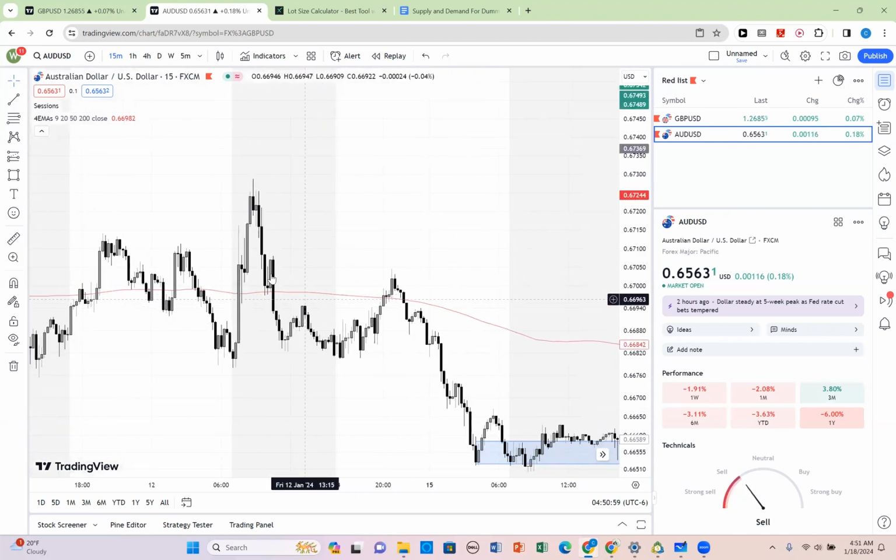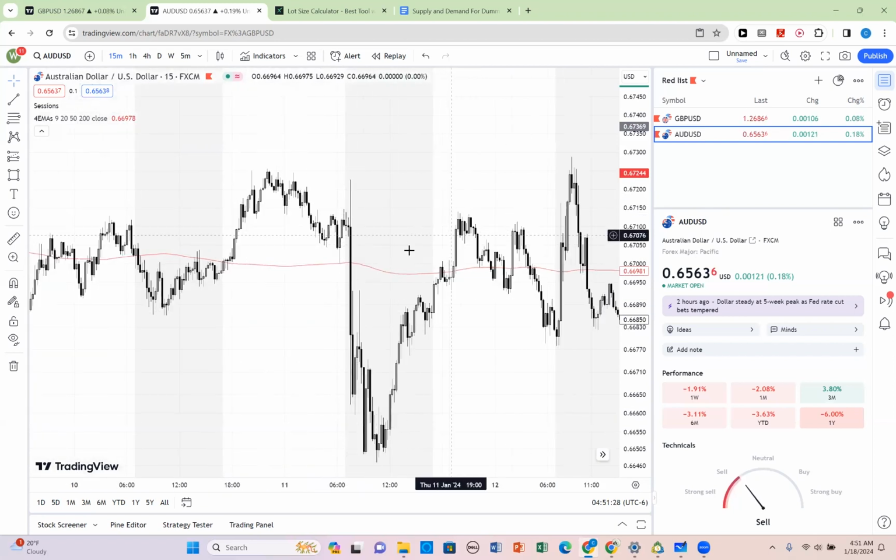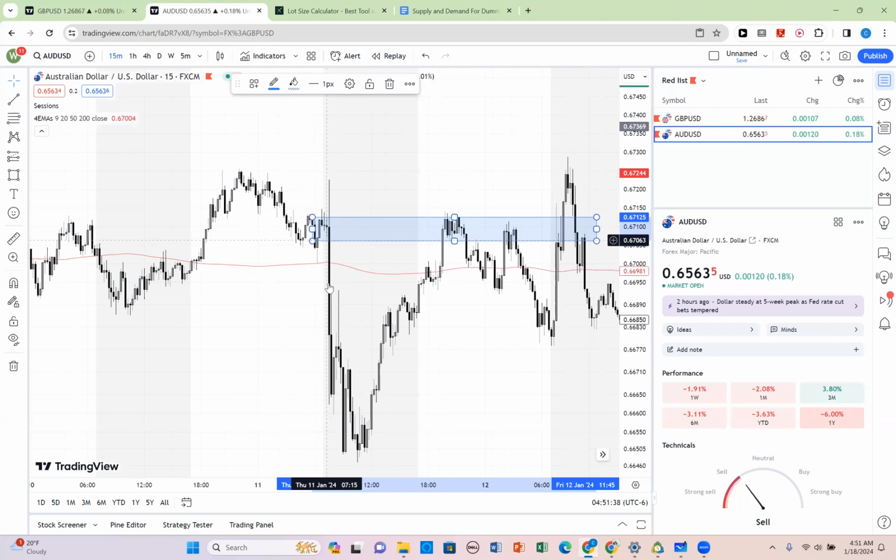Here's another example. But this didn't really have a break of structure, so I would not be looking at this. But it did have a gap. The gap was right here. Price came back, filled in the gap, and started selling. Here's another example. Even though price didn't sell too much, we broke structure and we had a gap. The gap being right here. So we broke structure. This is the gap.